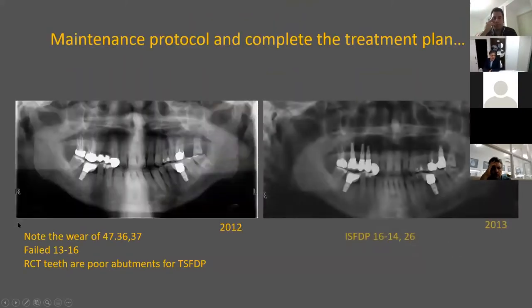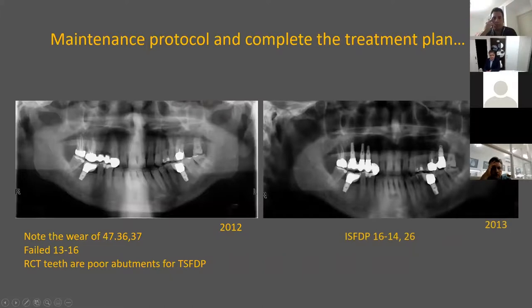And let's go to the next one. So he's an interesting patient. The patient presents to the practice with his implant placed some time ago and comes back. Well, there's a failure of the tooth-supported bridgework.